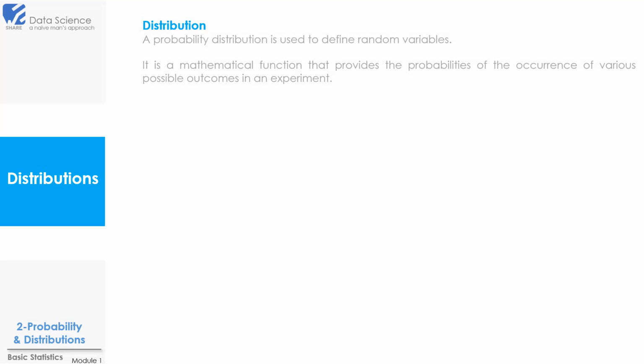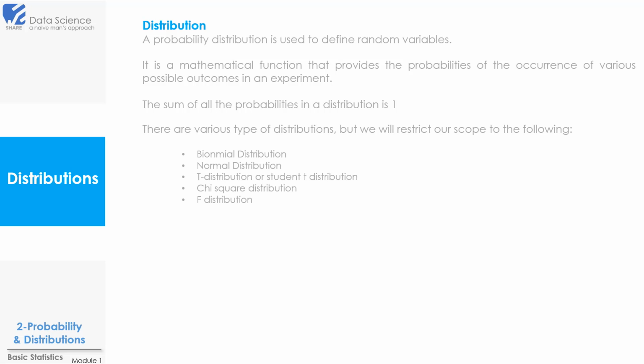A probability distribution is used to define random variables. It is a mathematical function that provides the probabilities of the occurrence of various possible outcomes in an experiment. The sum of all the probabilities in a distribution is always 1.